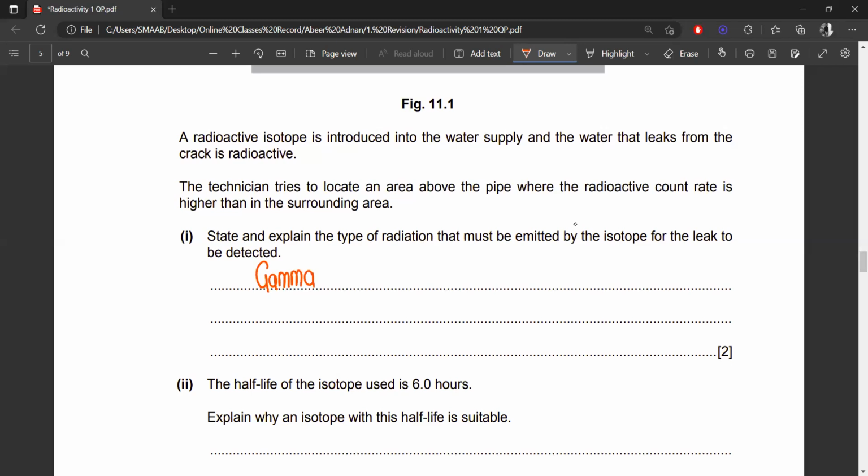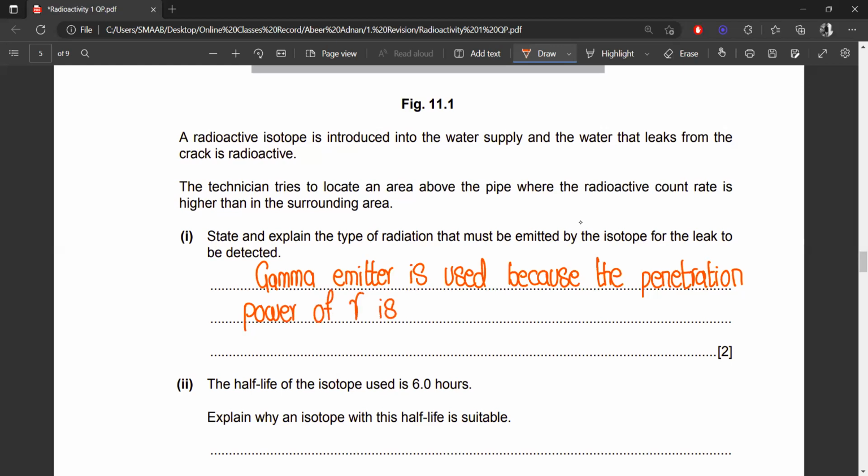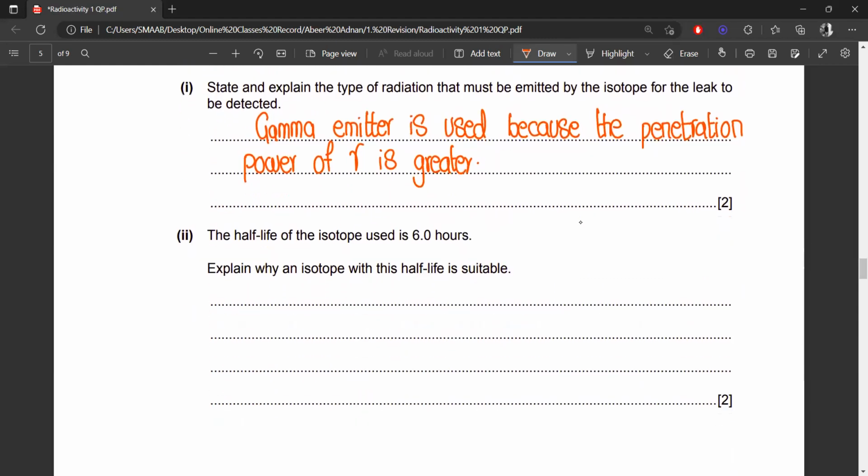Gamma is going to be emitted. So a gamma emitter is used because the penetration power of gamma is greater. Okay. Two, the half-life of the isotope used is 6 hours.